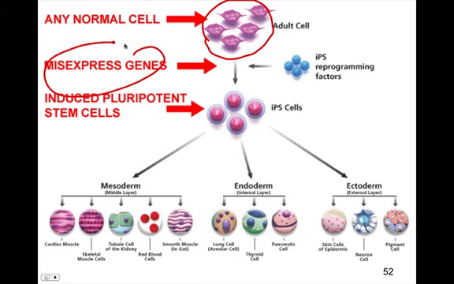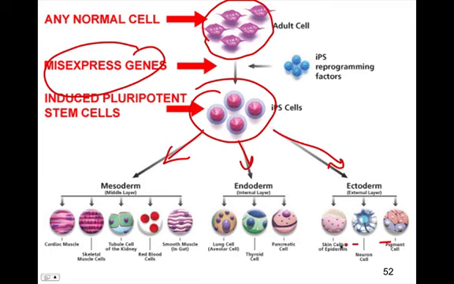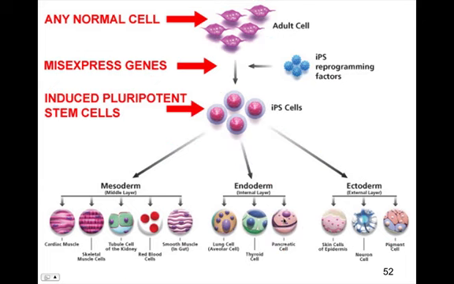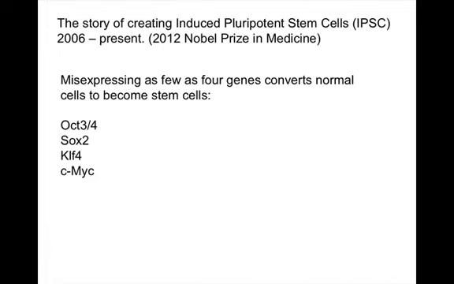misexpress these 4 genes, create induced pluripotent stem cells, and then potentially produce any of the cell types that we're interested in in your body. So let's say you have a problem with your pancreas, like maybe you're diabetic, maybe we could make some more fresh pancreatic cells and get them to make insulin for you. Lots of potential.